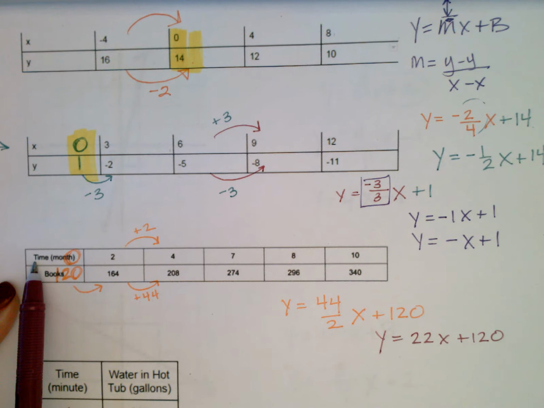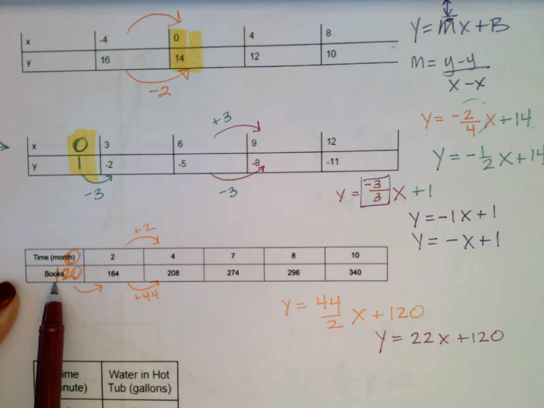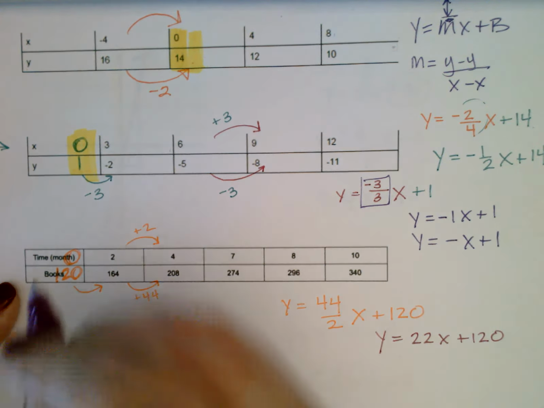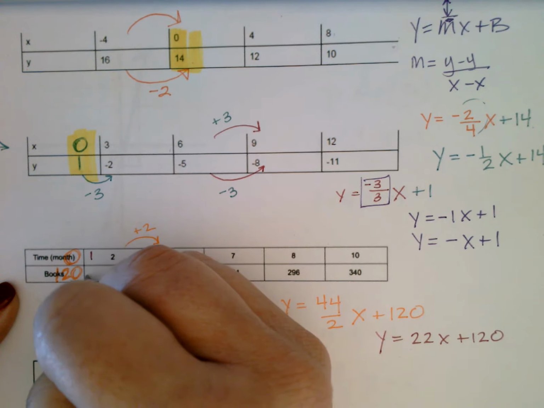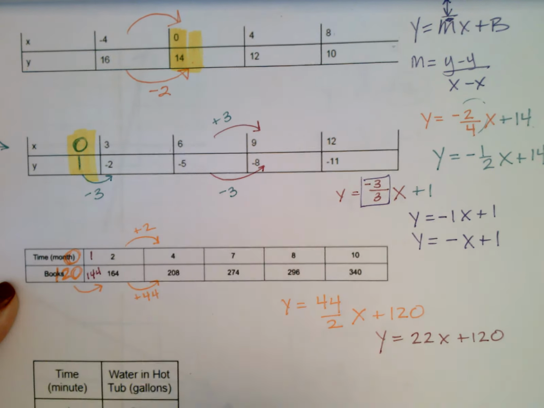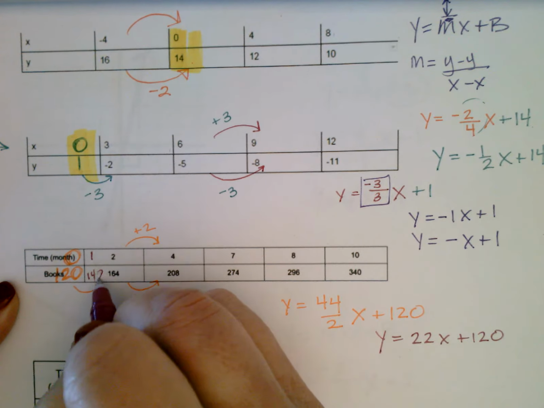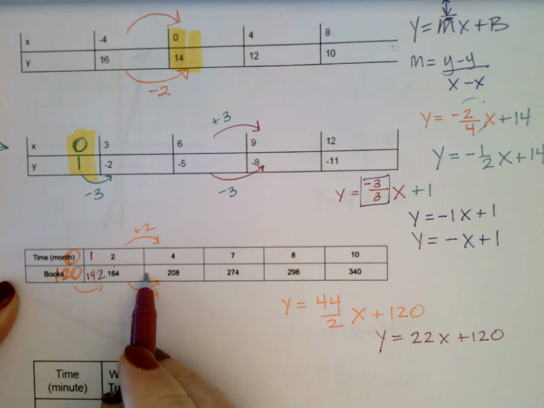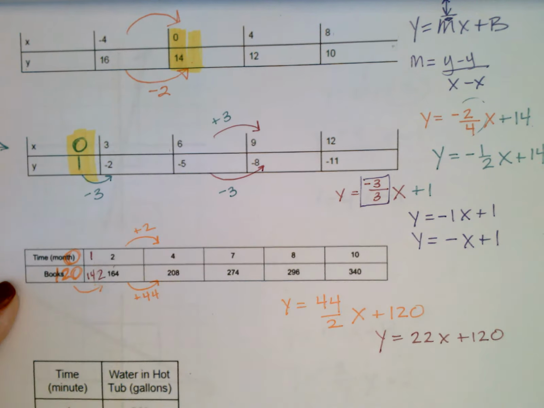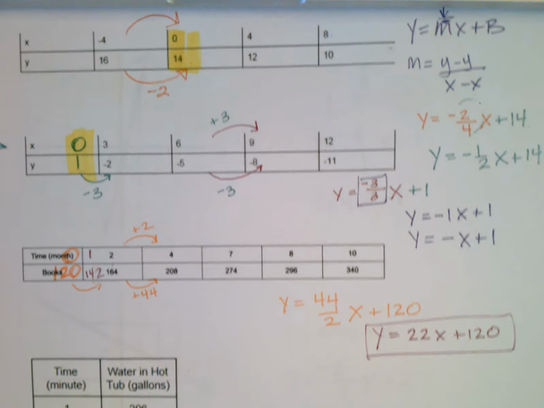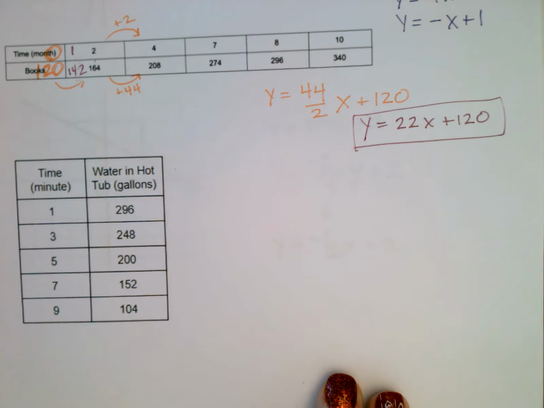What does that mean? At some point, someone started with 120 books, adding 22 books per month. So after month 1, they would have 142. At the next month, 164. Add 22, etc. They started with 120, adding 22 books a month.